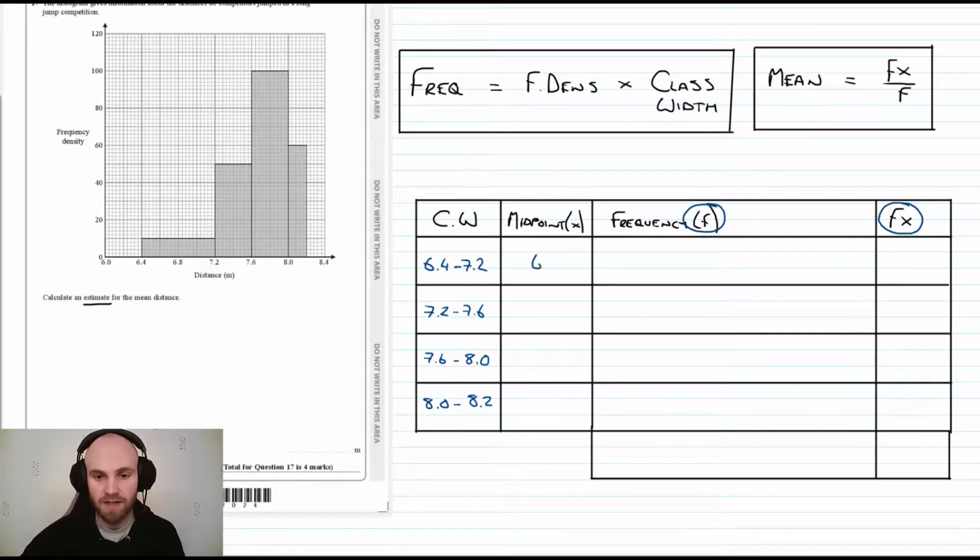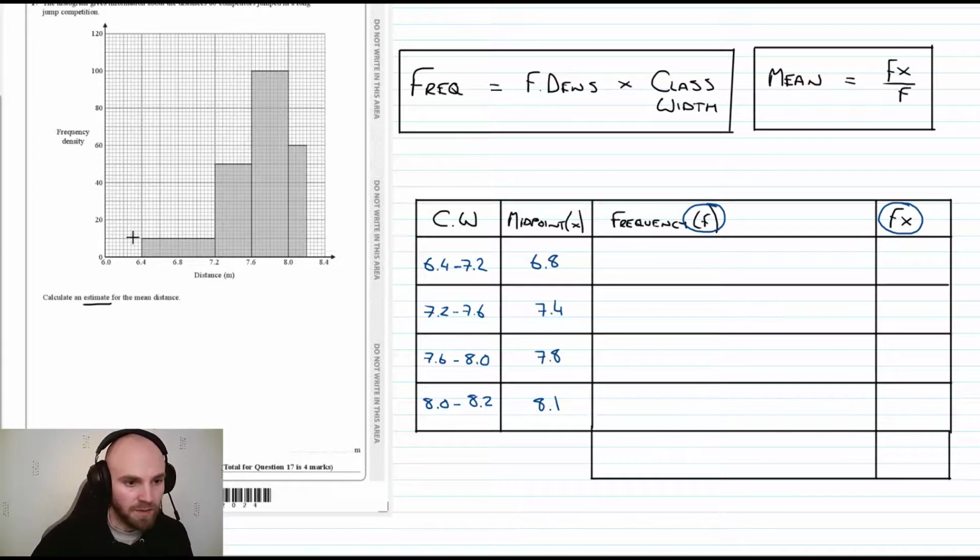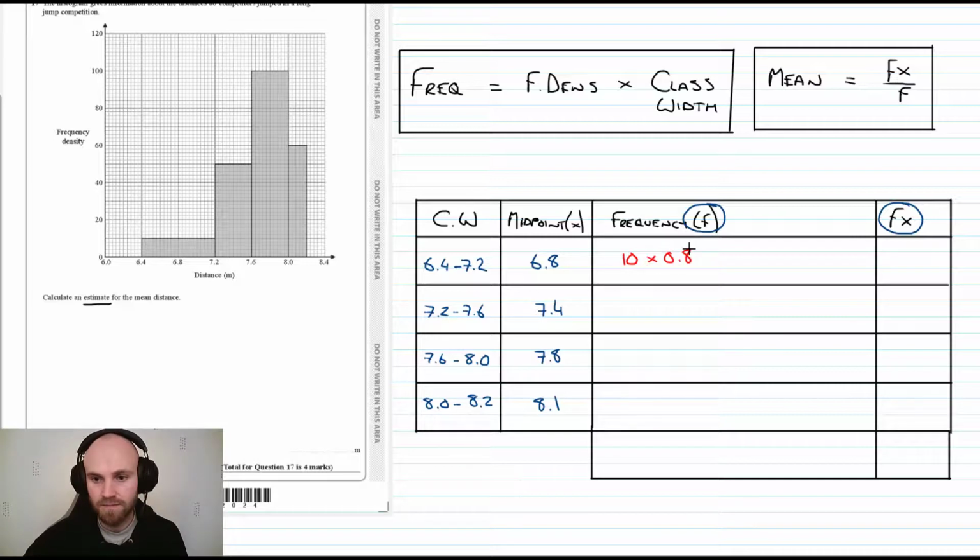Well, that is going to be 6.8. Same with 7.2 to 7.6, that's going to be 7.4. 7.6 to 8.0, that is going to be 7.8. And 8.0 to 8.2, that is going to be 8.1. And for the frequency, we have the frequency density multiplied by the class width. So for 6.4 to 7.2, we know that this bar goes up to 10. And the class width, well, it's 7.2 subtract 6.4, and that's going to give us 0.8. And that's going to equal 8 people.